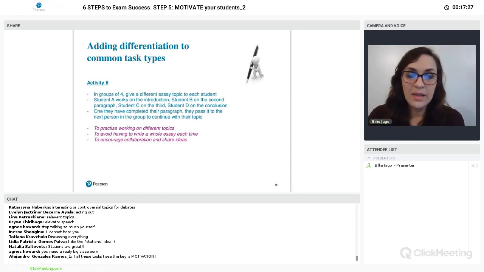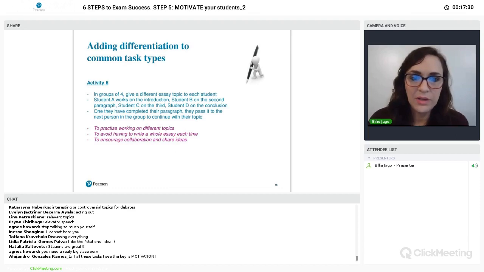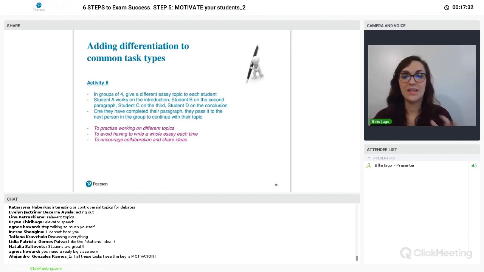So finally, when we practice writing, we often go through the structure, the language, and then give students the opportunity to write a whole piece. But a way to practice writing is to divide the class into groups of 4 and give them each a different essay topic. Student A works on paraphrasing the question for the introduction. Student B works on the main body and the arguments in the second paragraph. Student C the third, and student D on the conclusion. So you can set a time and get students to pass their paragraph to the next person in the group. That student then has to continue the piece by writing the next paragraph.